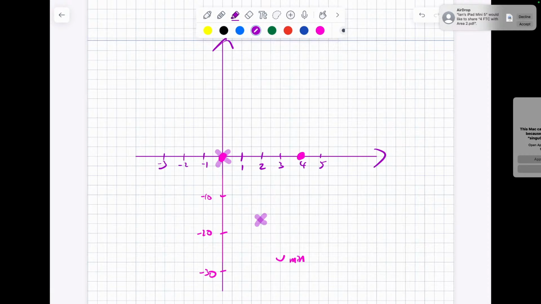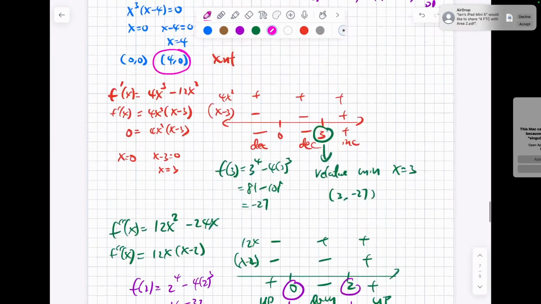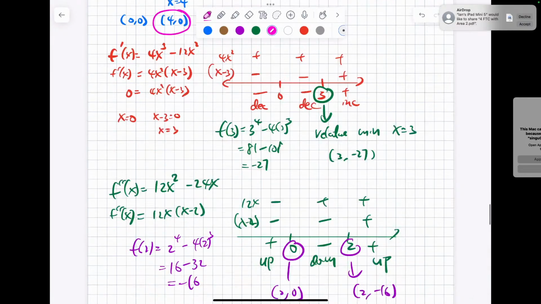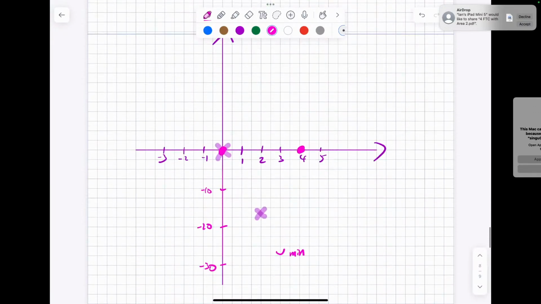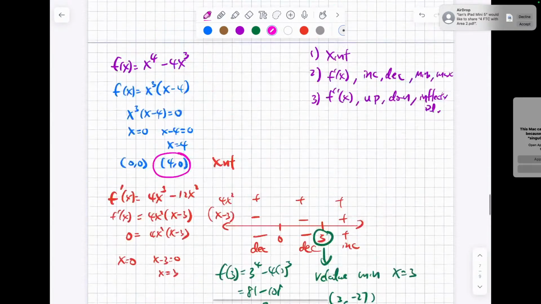Now, what I would do is draw a dotted line here to tell you the trend of the graph. We know it's decreasing, decreasing all the way to 3, and after 3 it's increasing. So I'm going to just draw it like this. Decreasing, decreasing, decreasing, increasing. By the way, you can also tell by the end behavior test. End behavior says x to the 4th, so the limit as x approaches negative infinity of f of x equals positive infinity. You should have learned that last year.